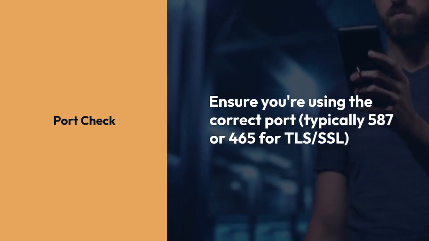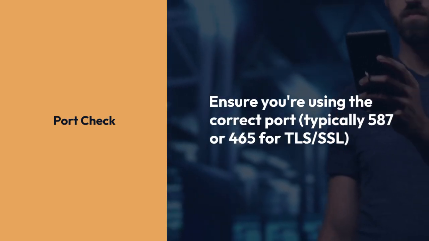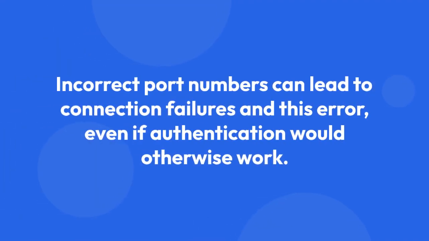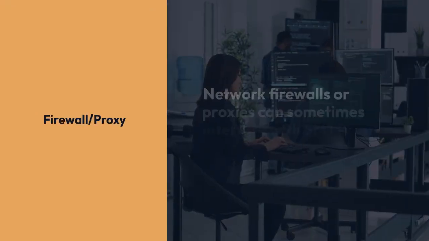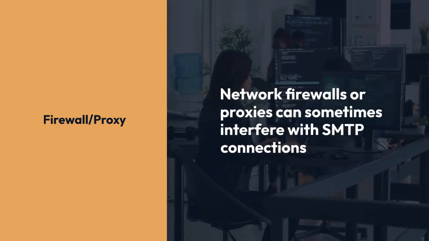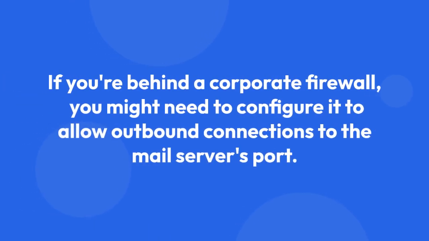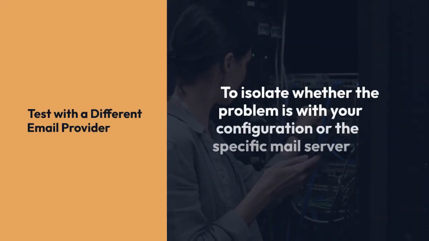Port check. Ensure you're using the correct port, typically 587 or 465 for TLS/SSL. Incorrect port numbers can lead to connection failures and this error, even if authentication would otherwise work. Firewall/proxy. Network firewalls or proxies can sometimes interfere with SMTP connections. If you're behind a corporate firewall, you might need to configure it to allow outbound connections to the mail server's port.